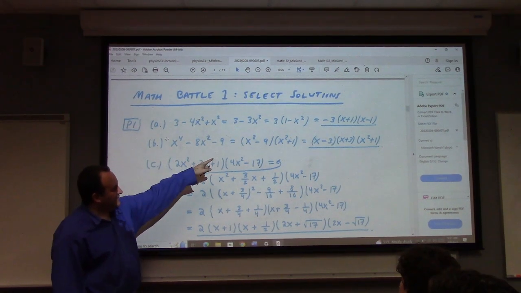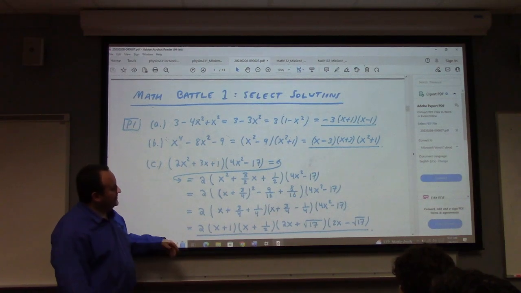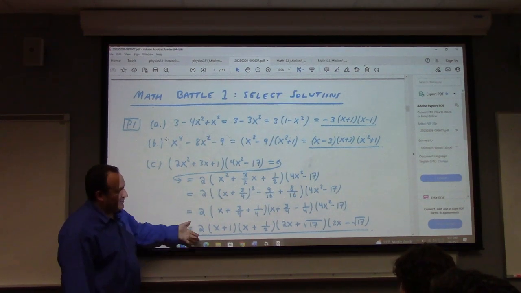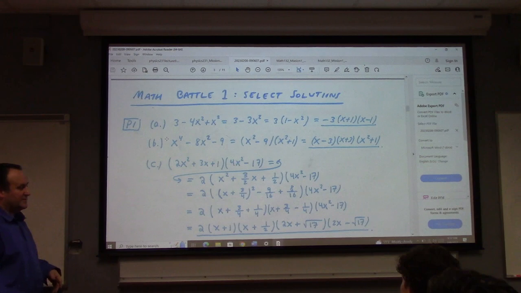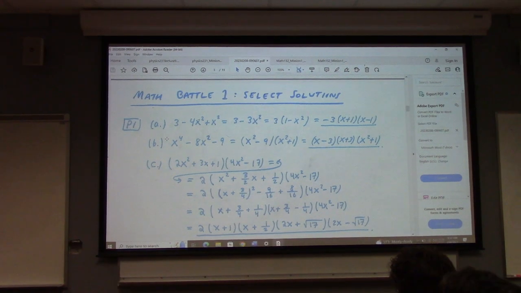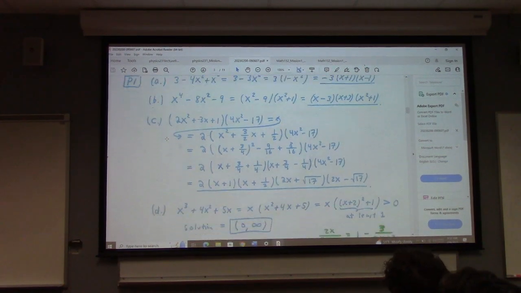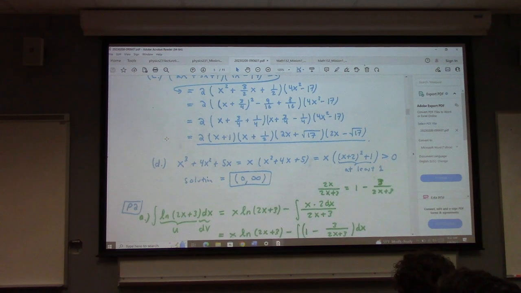A lot of people who did this nevertheless did that. So yay. You saw the more complicated one to factor, but the one that was easier just kind of slipped past you. So there's that. Part D is not complicated actually.